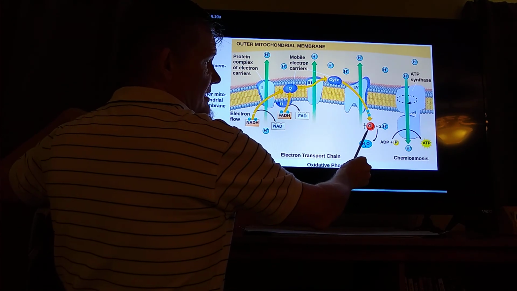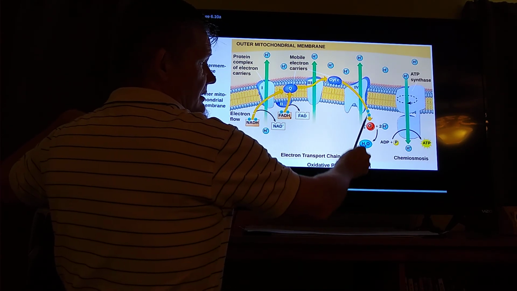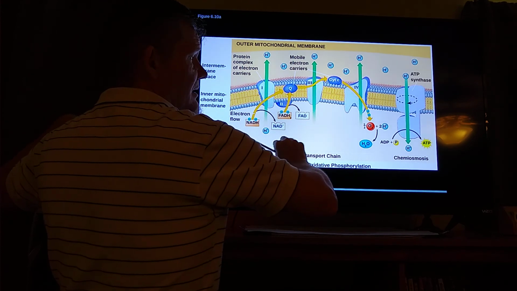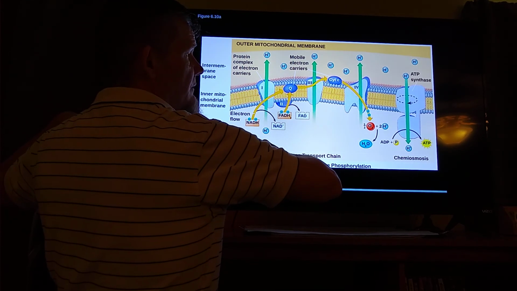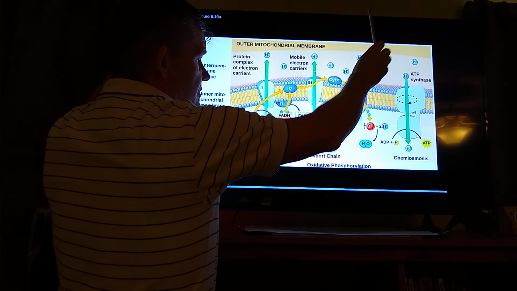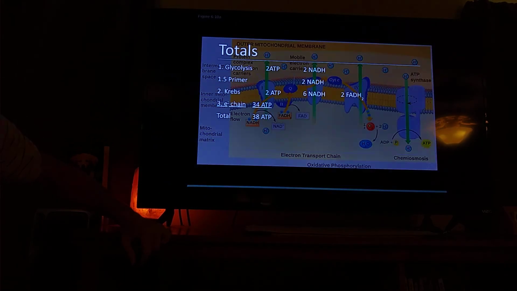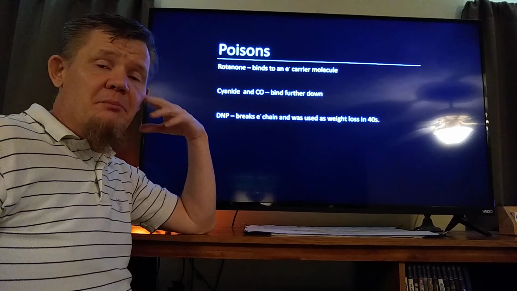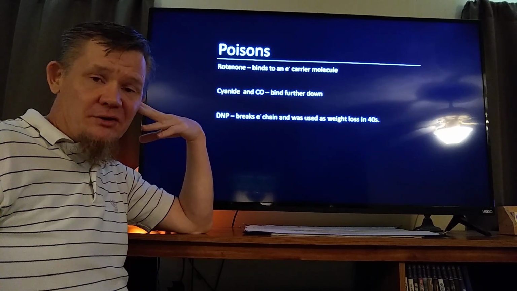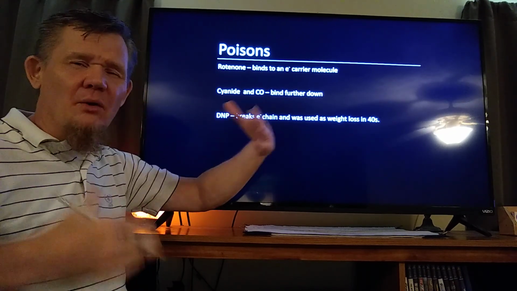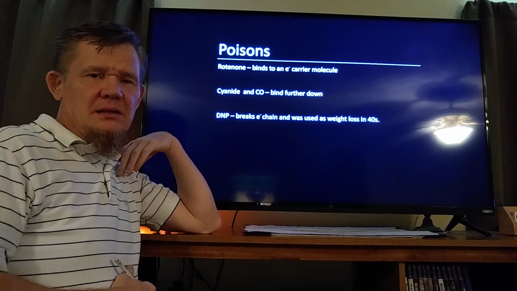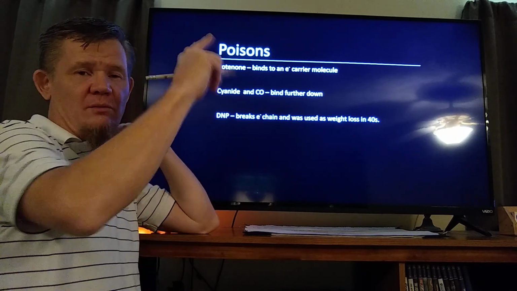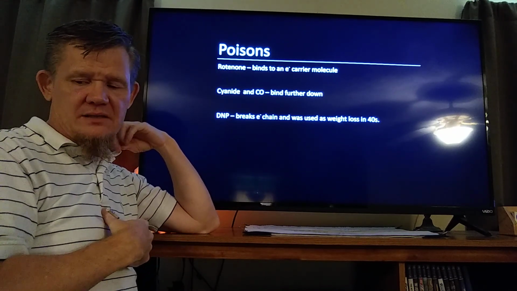If oxygen isn't here, then the electrons get stuck. They don't move any farther. They don't push any hydrogens out. And now I can't make those 34 ATP. So several poisons work by binding to those carrier molecules, basically being a roadblock in the process of the electrons moving from one molecule to the next.